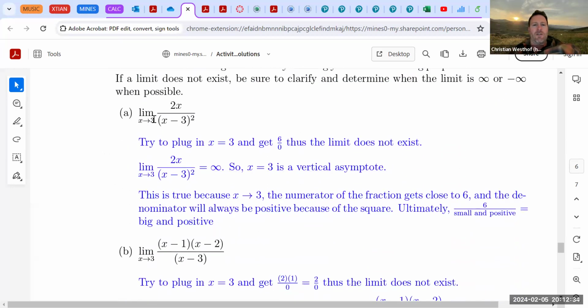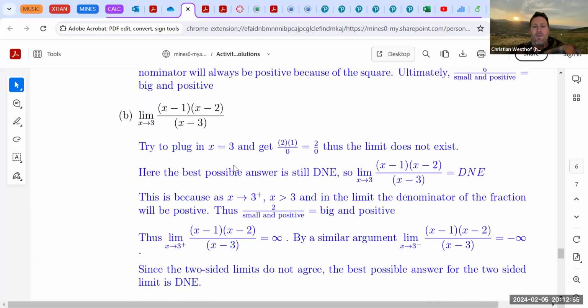If we take the limit going to 3, you plug in a 3, that's 6 over 0. That gives us an infinite limit. You need to decide, is it plus infinity or minus infinity? And we've looked at one like this, if not on our daily problem in our notes. The sign of the denominator going to 0 is always positive because of the square, makes it positive infinity.